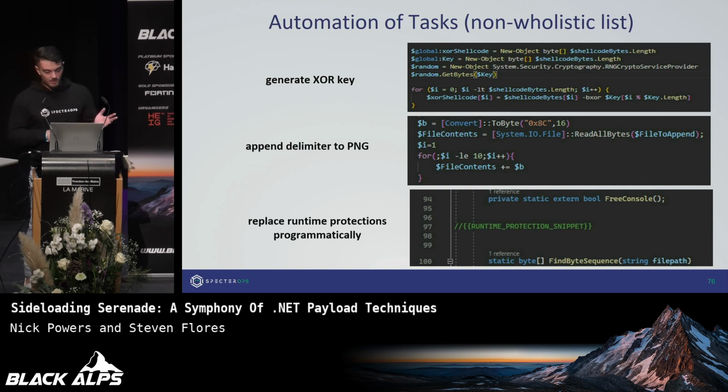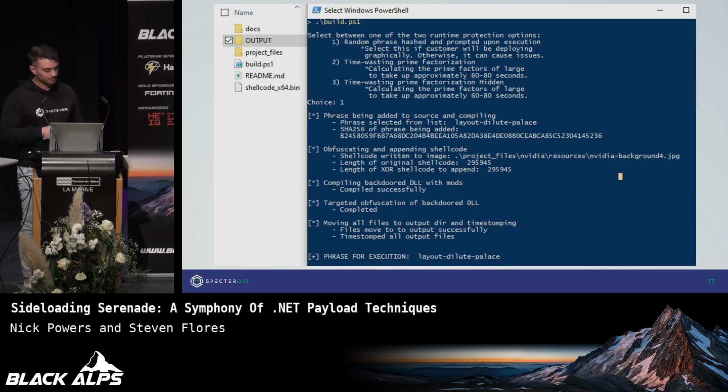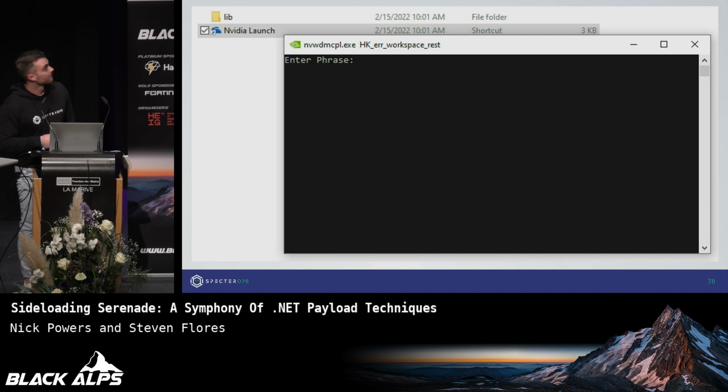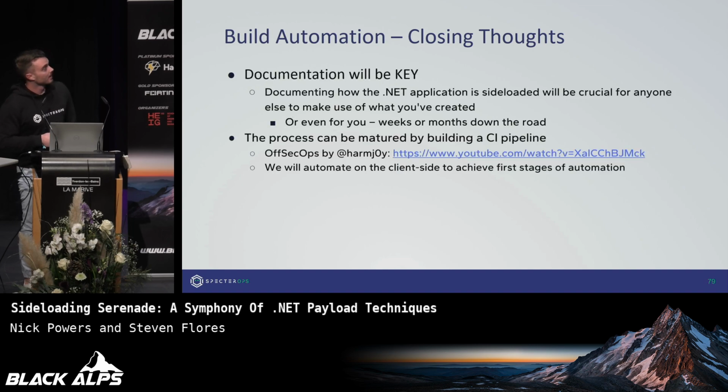And here are some code snippets. That's an example of obfuscating and choosing what type of injection we're going to use. And then here's an example of what the output of the script might look like. Like we saw in the example before, this is the output of the runtime protection.